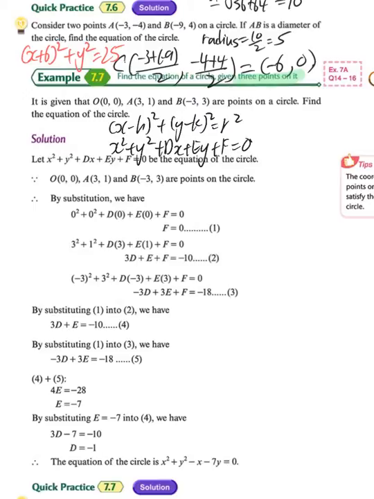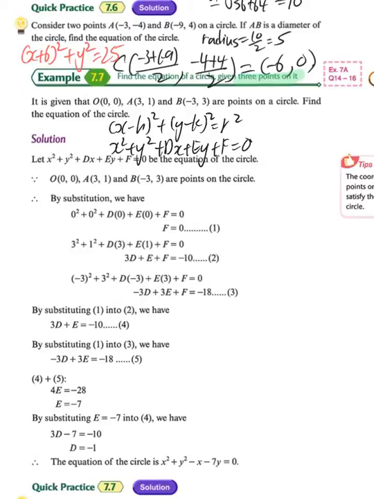Therefore, if 3 points on the circle are given to you, then we can set up 3 equations. Once we set up 3 equations, we can solve the simultaneous equations and obtain the values of D, E, F. Then we can find the equation of the circle. But the question is, which form should we use? Standard form or general form?